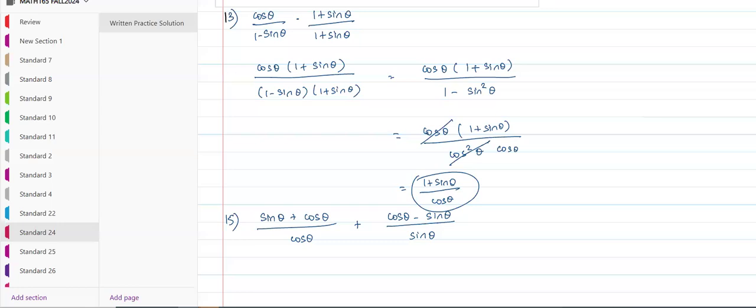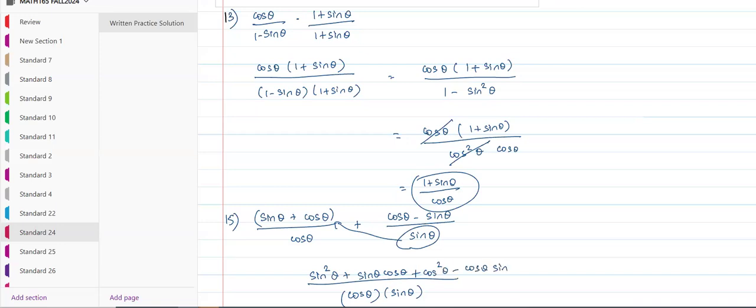Okay, so the next one, I make a common denominator, which is cosine times sine. Then I multiply. What do I multiply? I take this sine and multiply it with both of this, right? So then I have sine squared theta plus sine theta cosine theta. Now I do the same thing for the other one. I get cosine squared theta minus cosine theta sine theta.